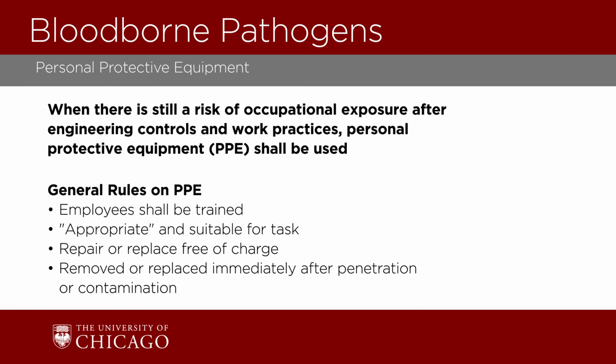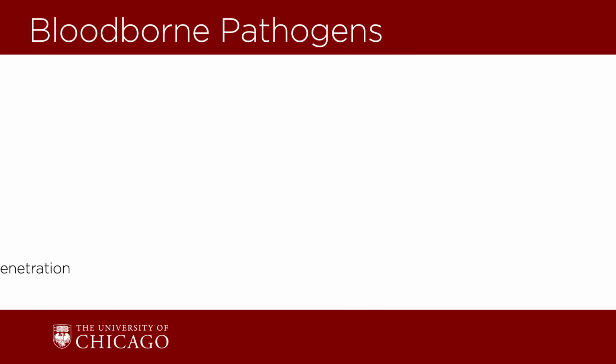Employees must be properly trained on its use. The equipment must be appropriate and suitable for the task. It is the university's responsibility as the employer to provide PPE and replace it when it becomes damaged. Employees should not have to pay for PPE out of pocket. Lastly, employees must remove and replace any damaged PPE immediately after a penetration or contamination. Now, we'll take a look at more specific types of PPE.